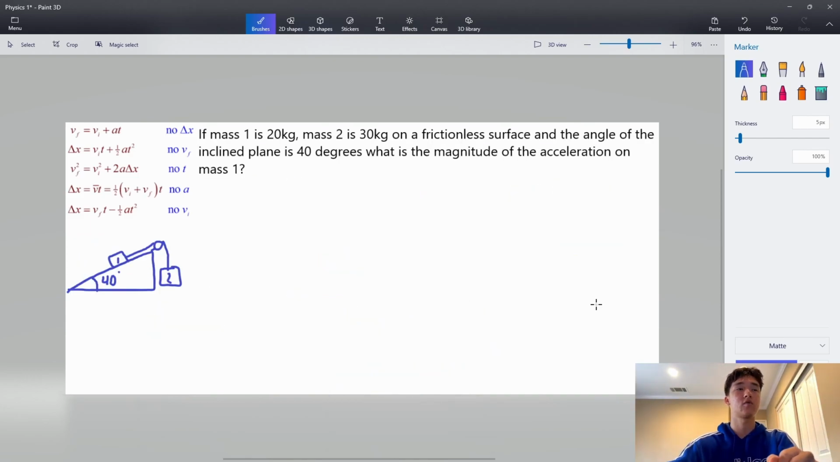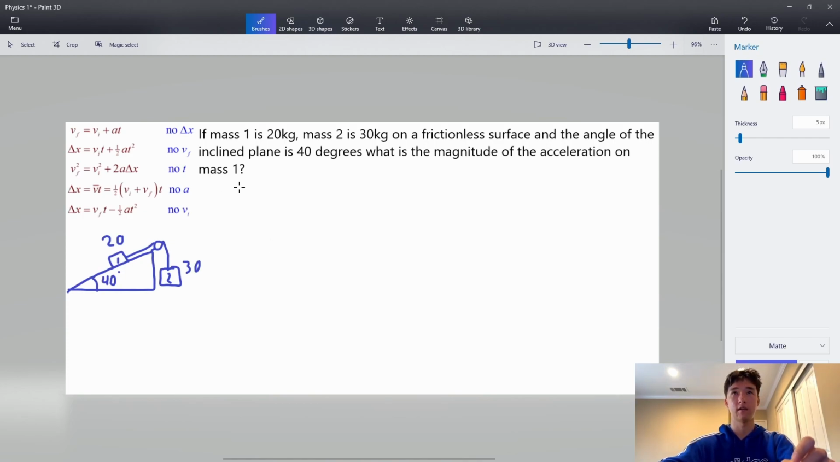All right, so in this question, we have an inclined plane. And if mass 1 is 20 kilograms, so this one is mass 1, 20 kilograms. Mass 2 is 30 kilograms. On a frictionless surface, and the angle of the inclined plane is 40 degrees, what is the magnitude of the acceleration on mass 1?